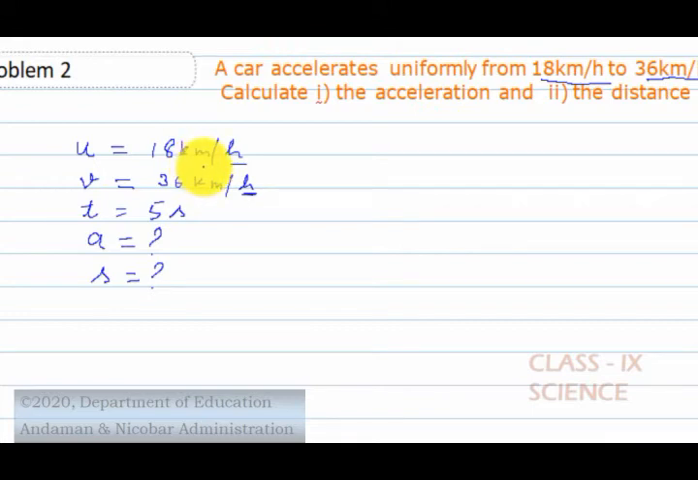In the last episode we have seen how to convert kilometer per hour to meter per second by using one step, right? So here, what is that step? Whatever the value expressed in kilometer per hour can be converted into meter per second by multiplying it with 5 by 18, right? So here 18 kilometer per hour can be converted into 18 into 5 by 18 meter per second. Similarly, the final velocity can be converted as 36 into 5 by 18 meter per second.